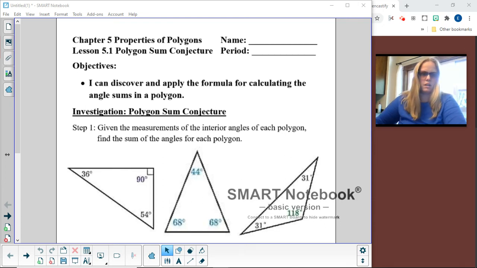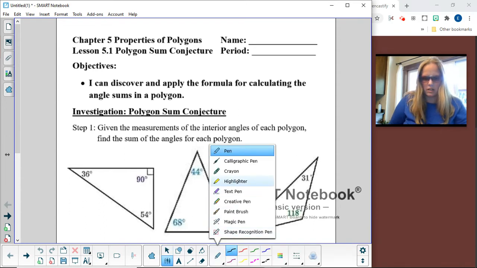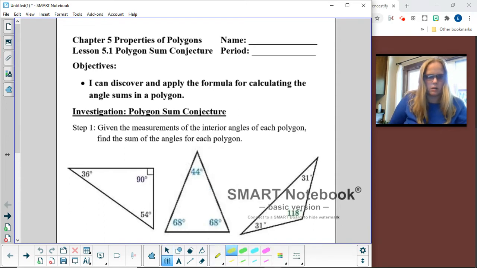Hello students, today we're going to be looking at Chapter 5, Properties of Polygons. We're going to start with the first lesson, Lesson 5.1, the Polygon Sum Conjecture. So first I'm going to grab my highlighter and make note of the objectives today. Our objectives are being able to discover and apply the formula for calculating the angle sums in a polygon.